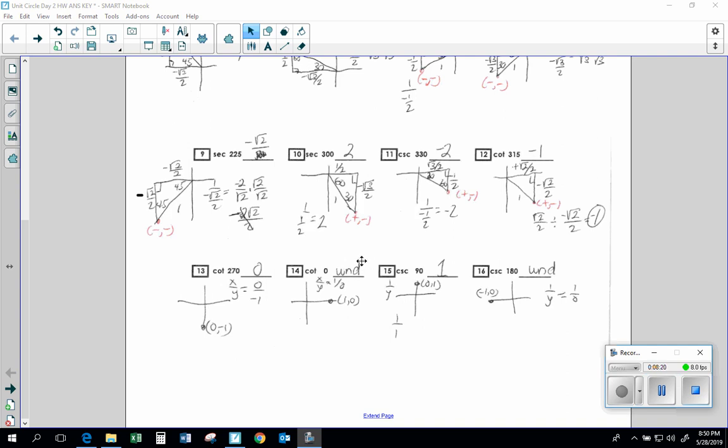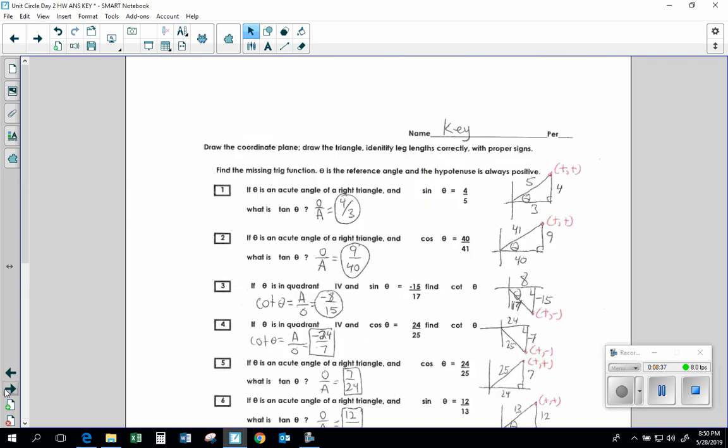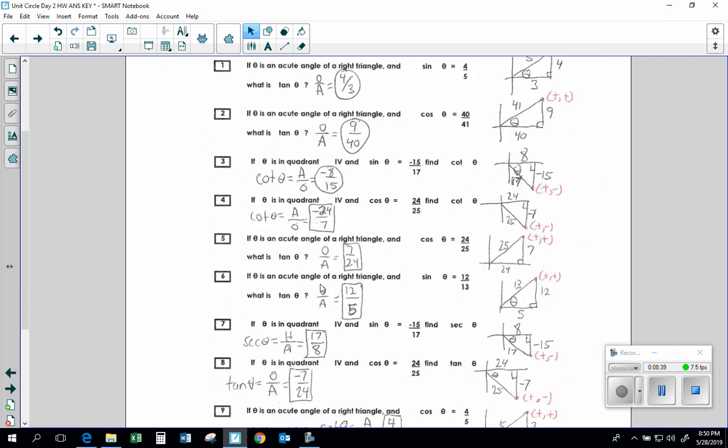You can shorten it to UND for undefined. If you want to write out the whole word undefined, that's fine as well. Okay, so anytime you have 0 in the denominator, you need to remember it is undefined. 0 divided by 1 is 0. Or 0 divided by negative 1 is also 0. All right, let's go to the other side and we'll do a few of these problems.